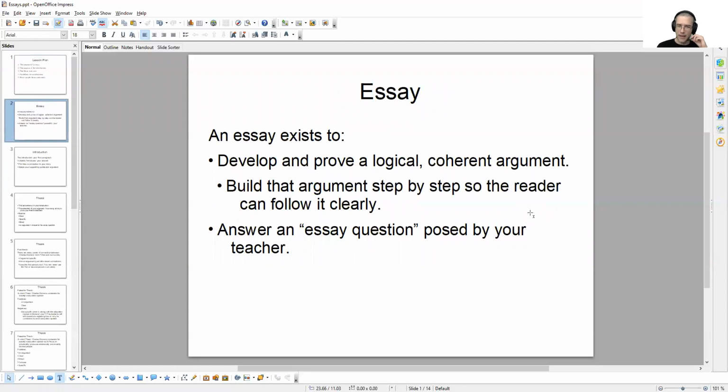First, the purpose of an essay. An essay exists to develop and prove a logical, coherent argument. Remember that when you're writing your essay, what you're trying to do in the end is to convince me of something. Not something personal that you believe per se, but something about the story. Perhaps you believe the story is conveying some kind of message.